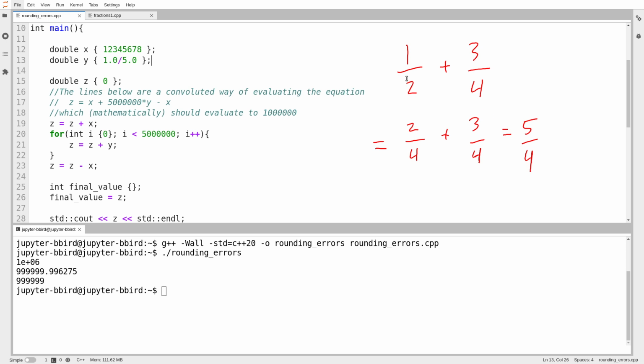What I end up with, so fraction plus fraction equals fraction, basically. And of course, I can also multiply them together. So I could say 1/2 times 3/4. So how do I multiply fractions?